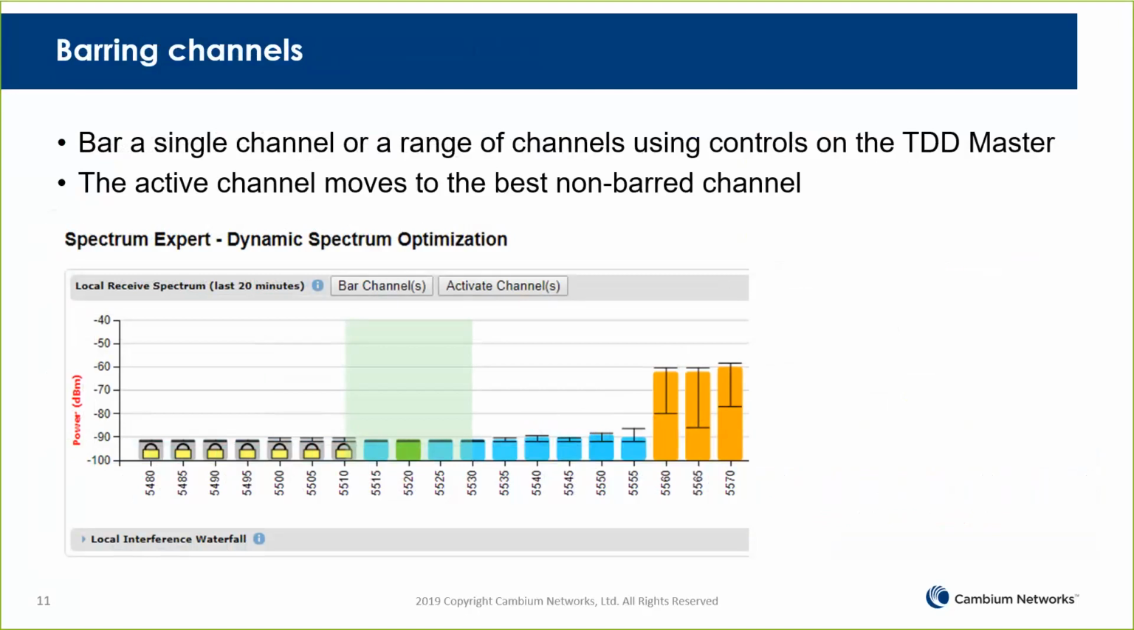And those have been set with the button that you see in the display, bar channels, and the partner button, activate channels, which is the opposite way round. If you bar the channel that is active, DSO will kick in instantly and move to the best of the rest, whatever channel was better than the barred ones.